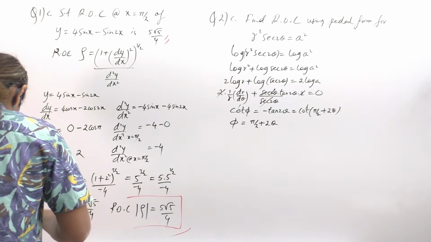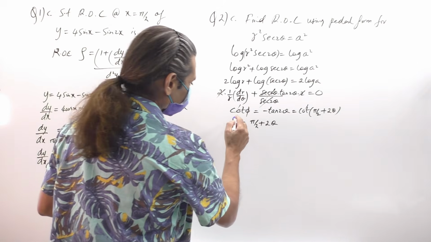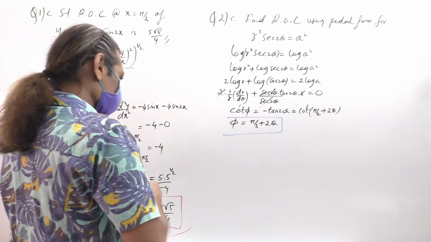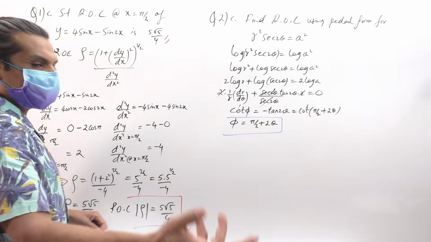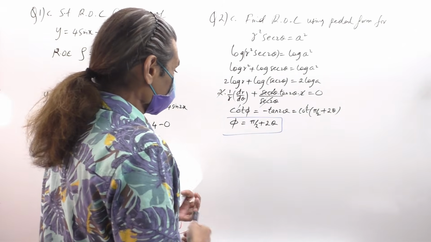So better underline this, because you are going to get step marks here. If you make a mistake in finding phi, then obviously you get 0 marks. Okay, be careful about it. So you get phi here.